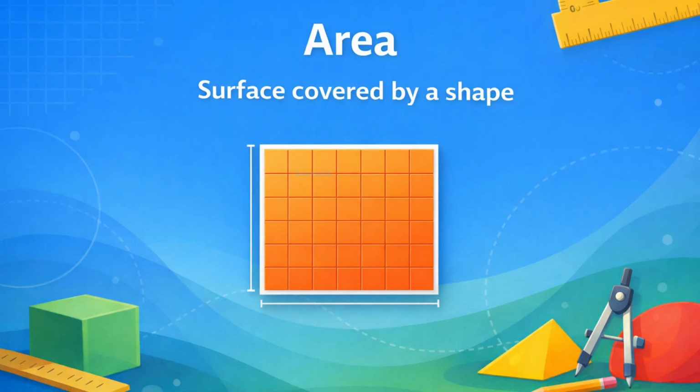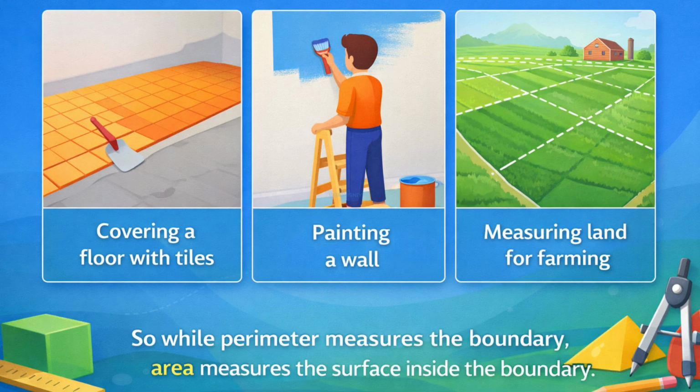What is area? Area is the amount of surface covered by a shape. In other words, it tells us how much space is inside the boundary of a shape. For example, when we cover a floor with tiles, paint a wall, or measure land for farming, we calculate the area. So while perimeter measures the boundary, area measures the surface inside the boundary.